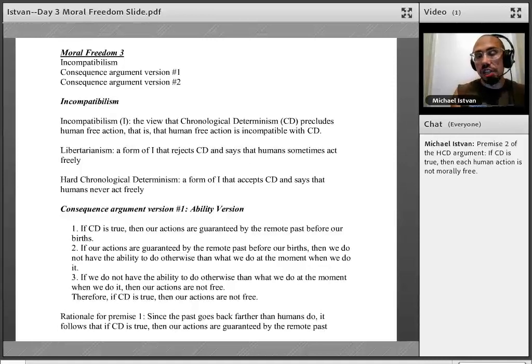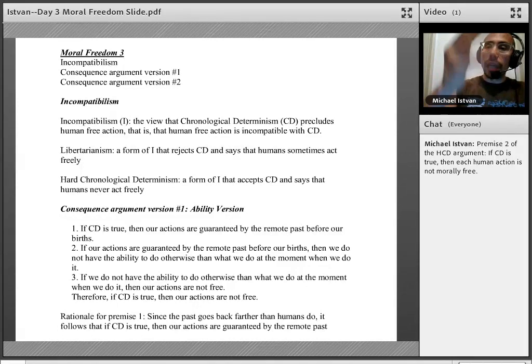And I actually put that in the chat box. Premise 2 of the HCD argument says, if the past guarantees the future, then each human action is not morally free. A compatibilist is one who says, even if the past guarantees everything that I do, that doesn't mean that everything I do is not morally up to me, not morally free, not done morally freely. It could still be that I am acting freely, even if, so says the compatibilist, everything that I do has been shot out of the remote past before I was born. Now, we looked at that view last time.